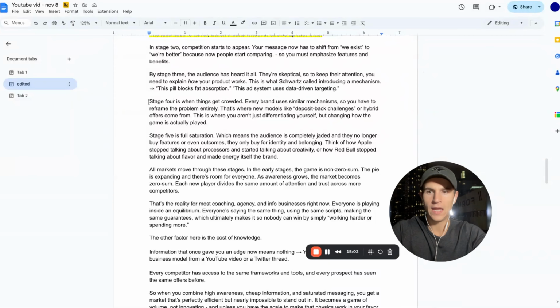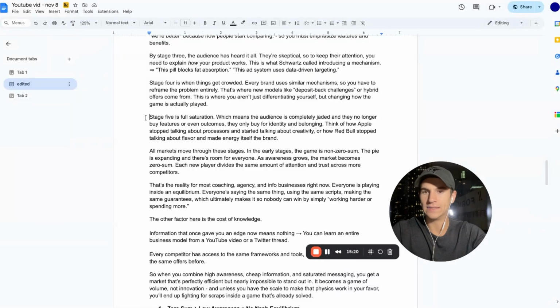And then stage 4 is when things get really crowded. Every brand uses similar mechanisms, so you have to reframe the problem entirely. That's where new models like deposit-backed challenges or hybrid offers come in. This is where you aren't just differentiating yourself, but changing how the game is actually played. And stage 5 is saturation, which means the audience is completely jaded and no longer buys features or even outcomes. They only buy for identity and belonging. Think of how Apple stopped talking about the processors and started talking about creativity, or Red Bull with flavoring, and they made energy the brand itself.